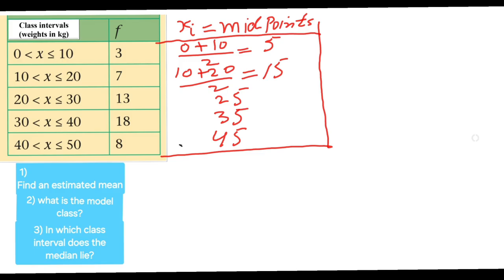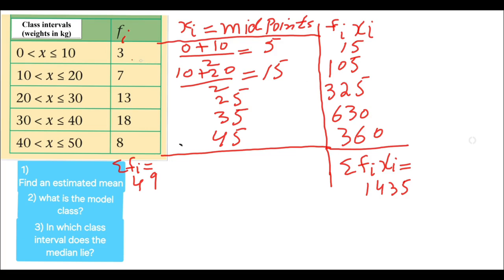Now to find the estimated mean without a calculator, I still need the midpoints table xi, which I have. Now I need to find fi xi, this table. So 5 times 3 will be 15. 7 times 15, I must use my calculator. So 3 times 5 is 15, 7 times 15 is 105, 13 times 25 is 325, and so on. I find the table of fi xi.